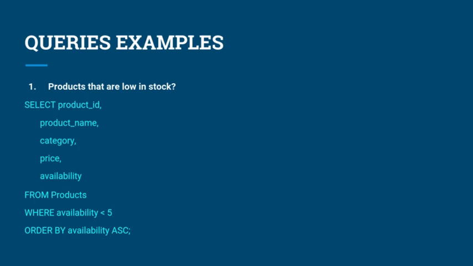For example, we use the select command. We select product ID, product name, category, price, and availability from the products table where availability is less than five. So we know that it's very low in stock, only five of them for each. And we order by availability in ascending order, so we're going to see which one is the most needed to restock.